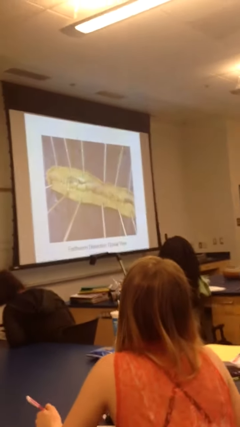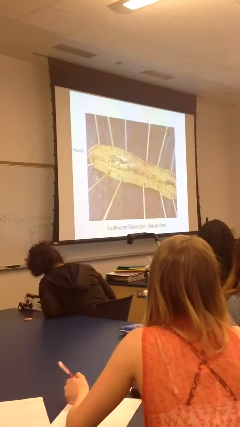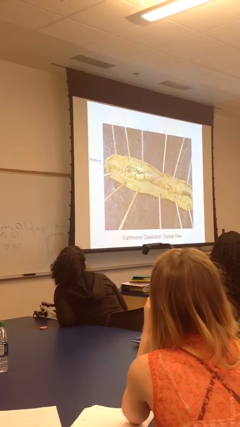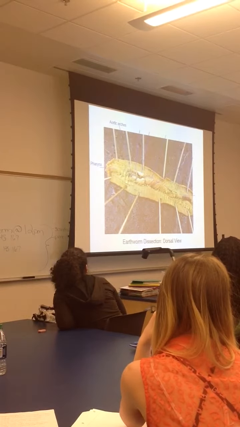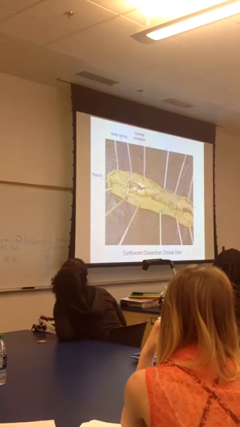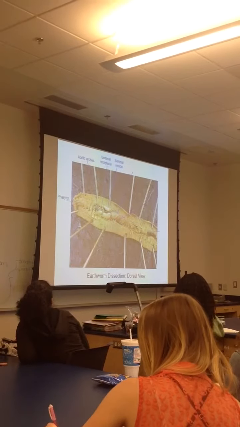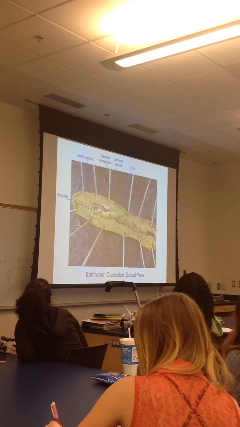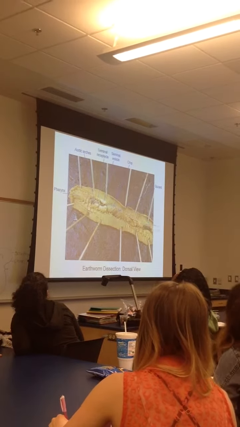A little bit of a different angle. What's this? Pharynx, good. You're not responsible for that. What's this? The hearts. This. Receptacles, the small ones. What's that? Vesicles. Crop. Gizzard. Intestine. Dorsal blood vessel.